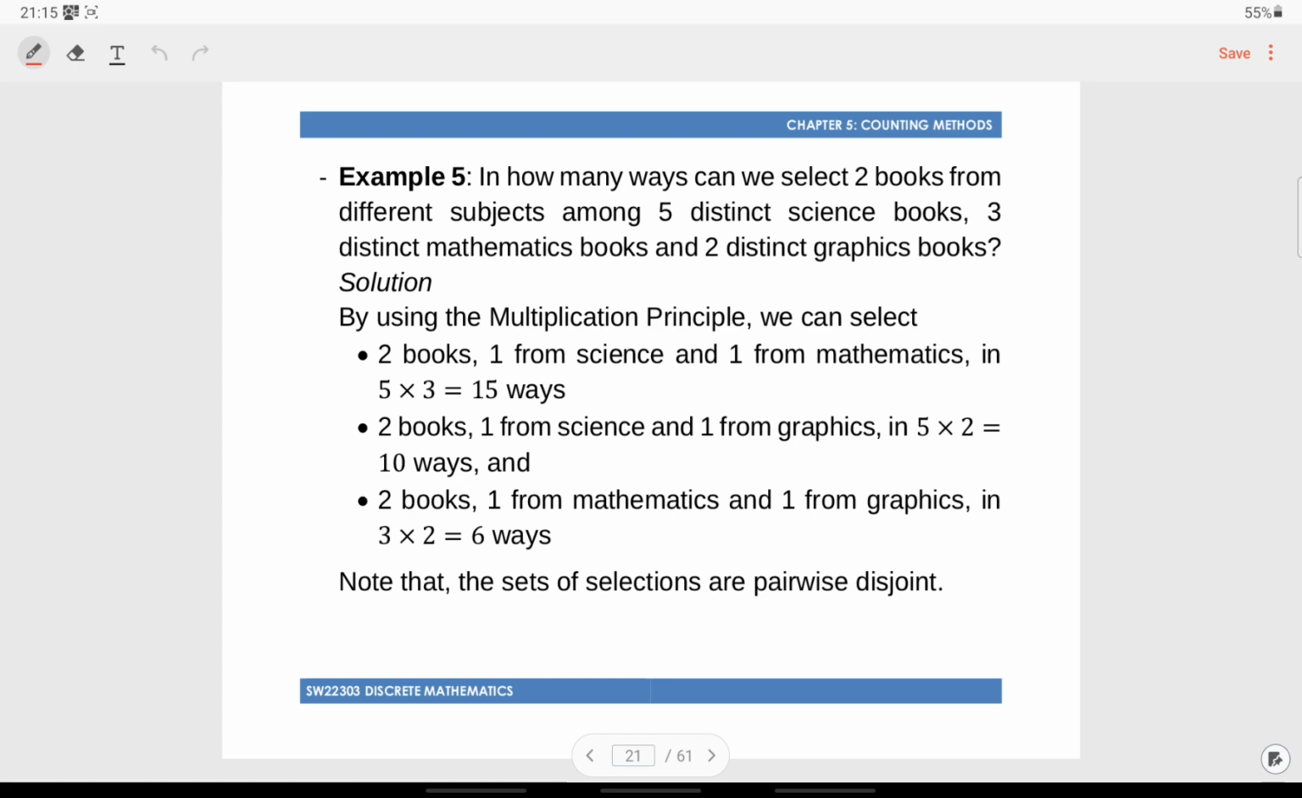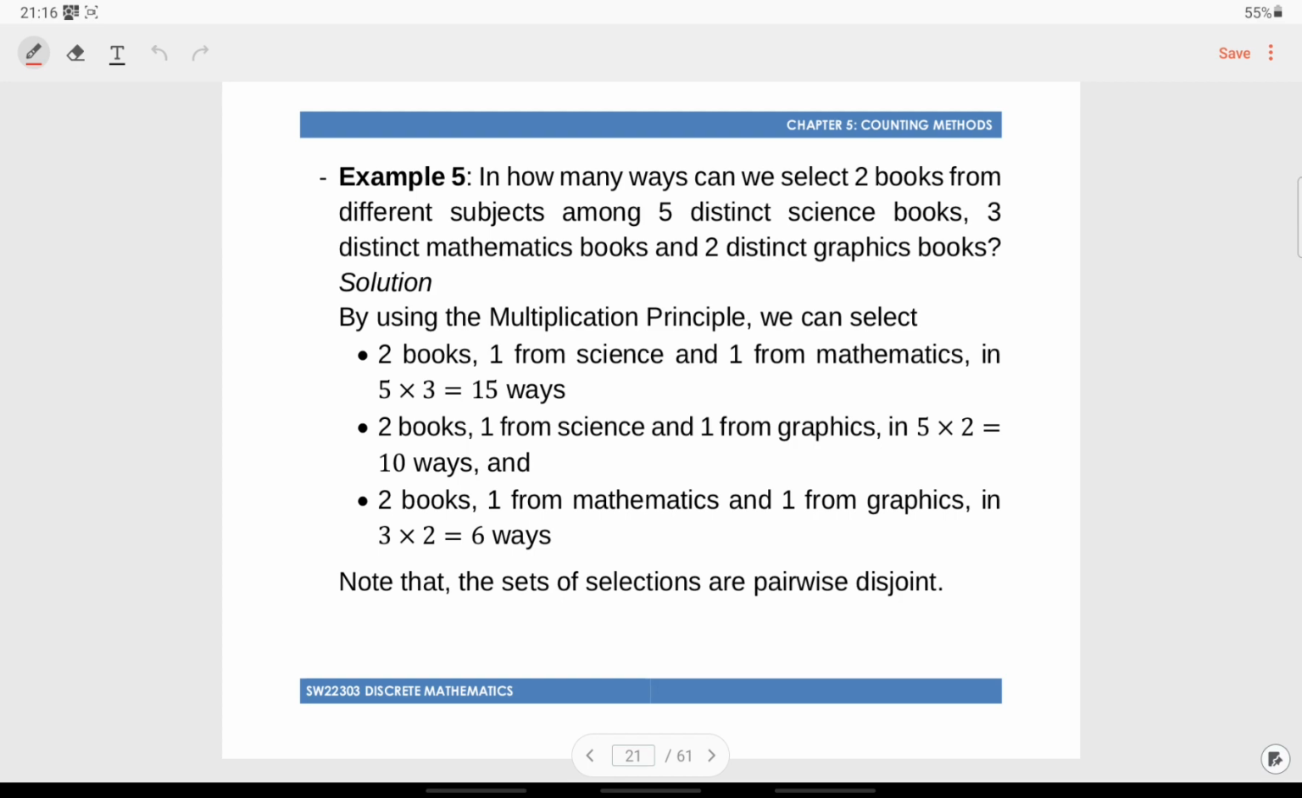Because the first task can be done in 5 different ways, and the second task can be done in 3 different ways, in total there are 15 possible ways to accomplish the first task. And we move to the second task, to choose 2 books, one from science and one from graphics. So there are 5 times 2, which is equal to 10 different ways. And finally, the combination where we have 2 books consisting of one from mathematics and one from graphics.